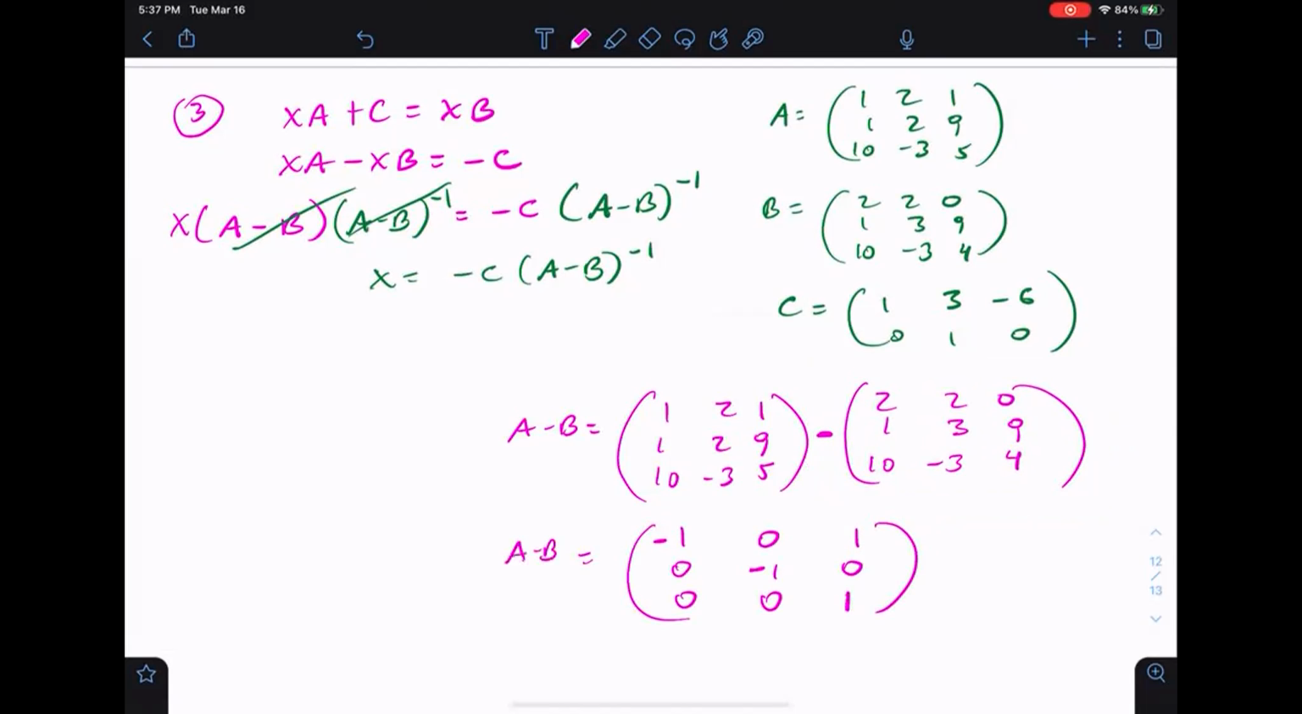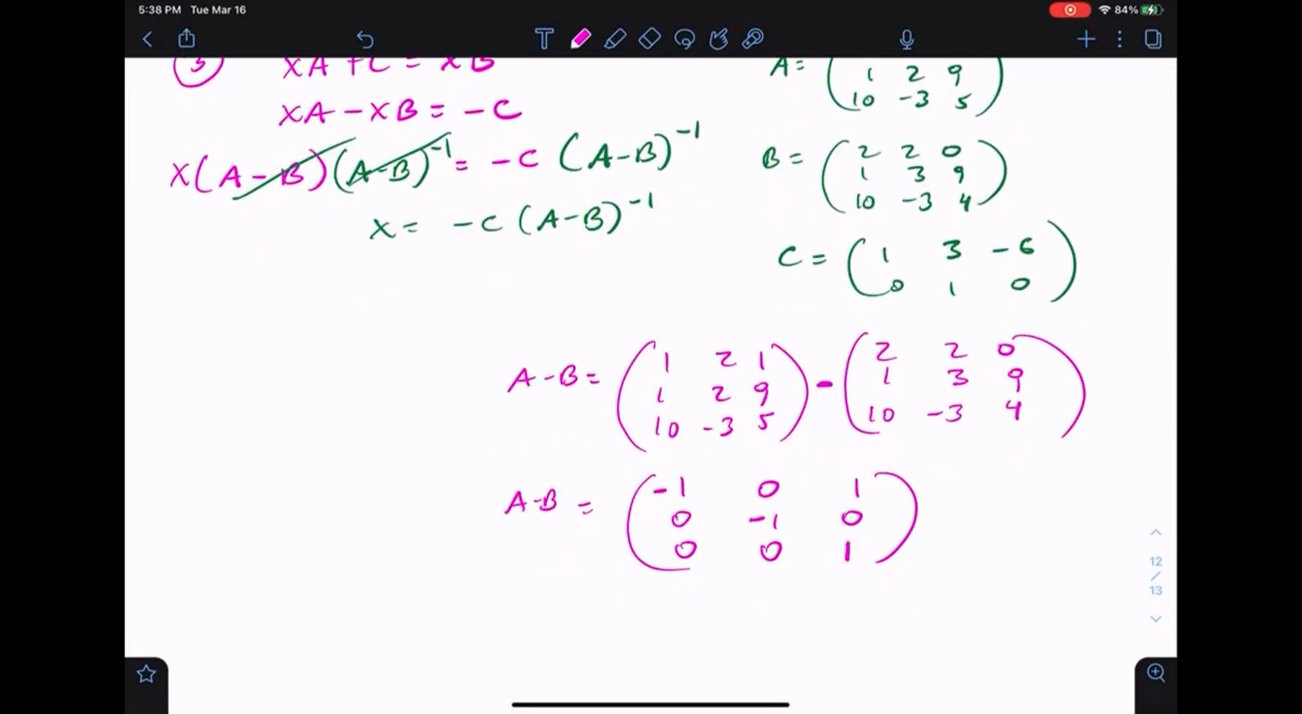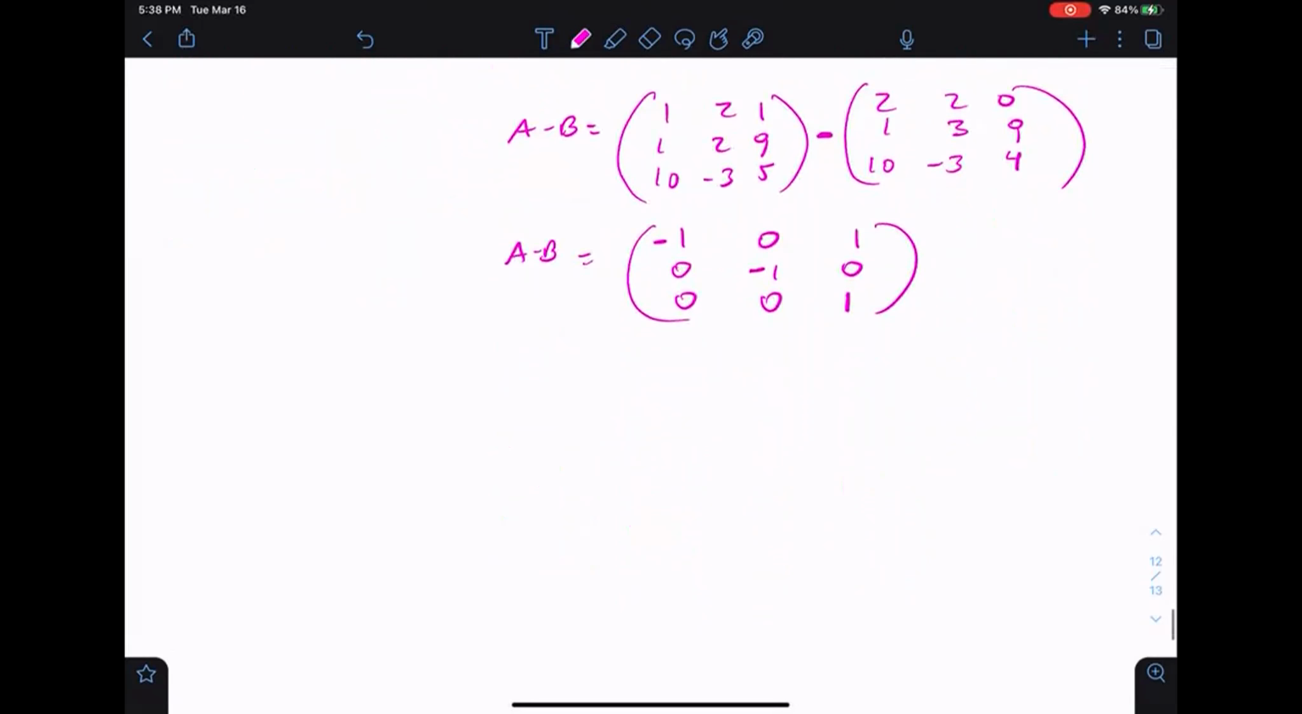Now you need to find the inverse of this, right? The inverse of this might take some time. I'm just going to do it for practice. I'm going to do the Gaussian elimination to do this thing, right? Just for practice. So this is negative 1, 0, 1, 0, negative 1, 1, 0, right? And then we have 0, 0, 1.